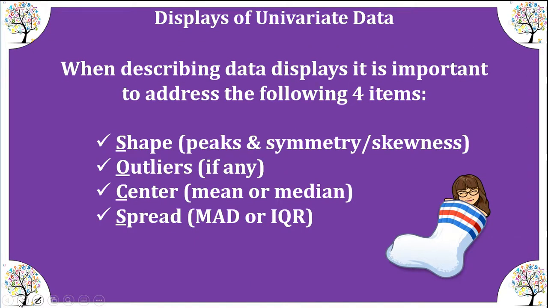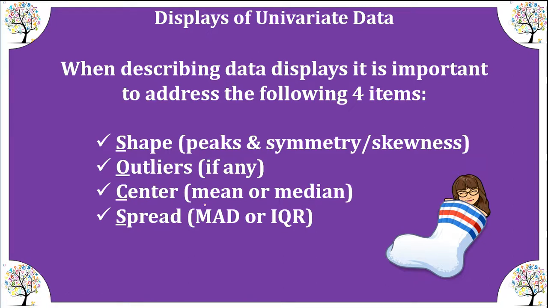So here's an acronym that we're going to use to make sure that we cover all the parts of the graph that we're supposed to describe. The acronym is SOCS, S-O-C-S. The first S is the shape. We're going to look at the shape, talking about the peaks and whether it's symmetric or not. Then we're going to identify if there are any outliers. Then we're going to talk about which measure of center we should use, depending on whether we have an outlier or not. And then we'll also provide the measure of spread, again depending on whether we have an outlier or not.